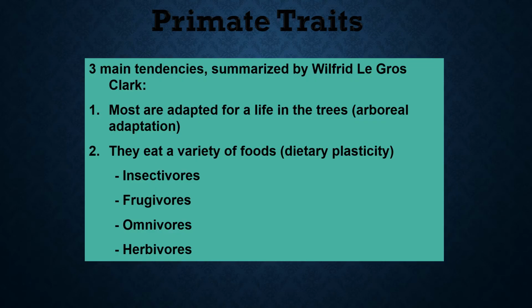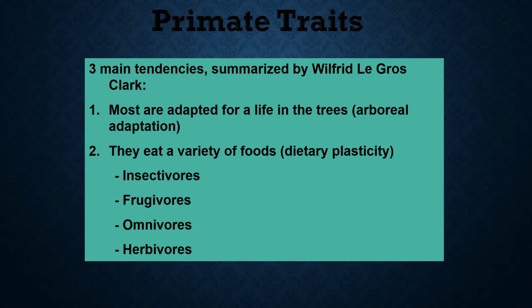There are three main tendencies that are outlined by famous primatologist Wilfrid Le Gros Clark in terms of primate traits. Most are adapted for a life in the trees, which means they have arboreal adaptations to their skeleton, and we'll talk about some of those adaptations later. They eat a variety of different foods, which we refer to as dietary plasticity, right? They have the ability to eat different categories of food. In a general sense, primates fall into the categories of insectivores, which are insect eaters, frugivores, which are exclusive fruit eaters, omnivores, which eat a little bit of everything, and herbivores, which eat exclusively vegetation.